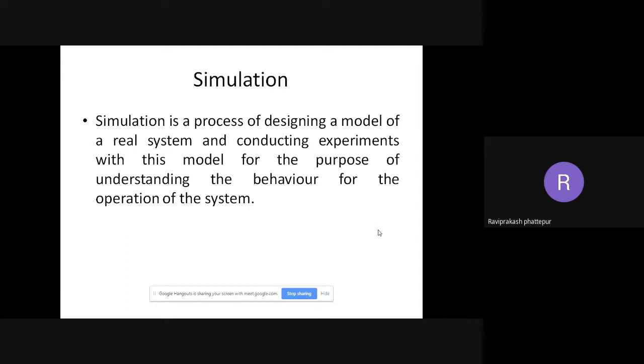So for the simulations to run, it is very much easy. Okay, like for example, take the rocket engine only. You cannot send 30 rockets or 40 rockets to the atmosphere and test them. So what do they do? They'll do the simulation. So that is what simulation is here.